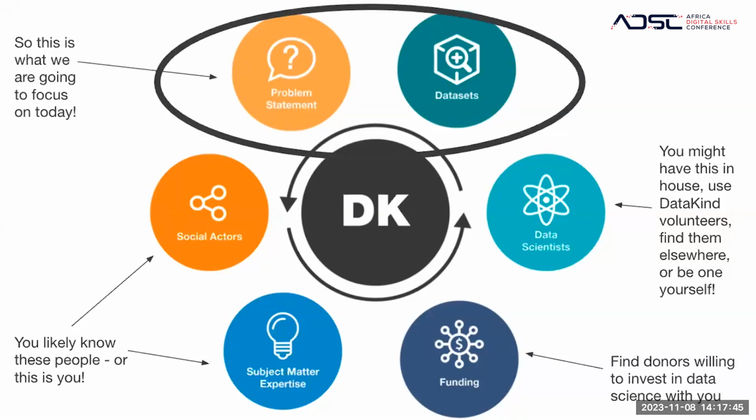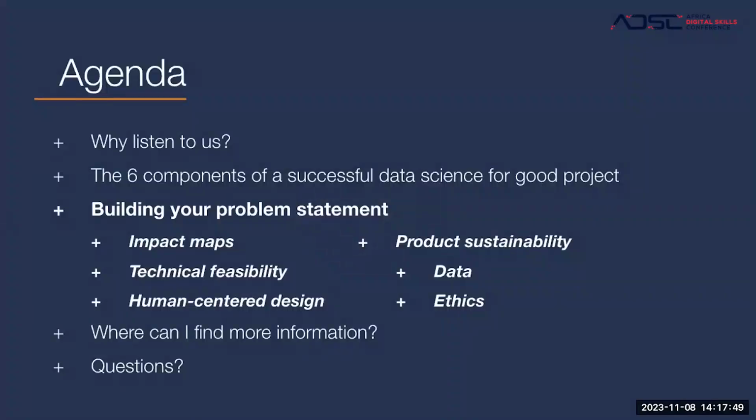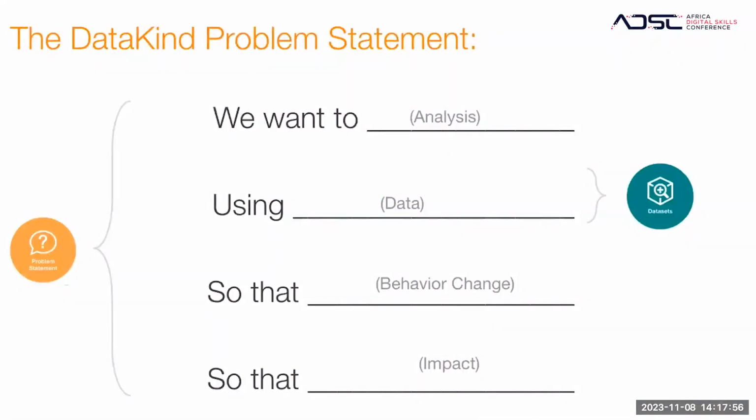And so this leaves us with what we're going to focus on today, problem statements and data. So we'll go into the bulk of our agenda on building your problem statement. DataKind has a very simple, high-level project concept statement template that we use for all our projects. And it forms the cornerstone of all DataKind proposals, briefs, and strategic decisions. And we're excited to be sharing it openly with you today.